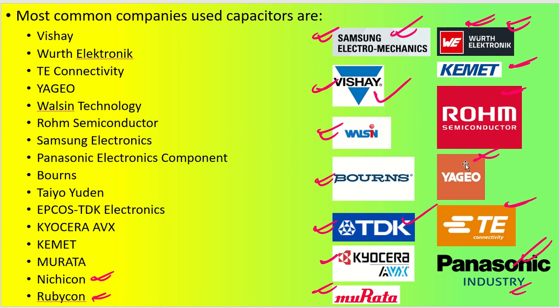Now we have Rohm Semiconductor, and Yageo as I told you. Then we have TE Connectivity, and Panasonic. Panasonic is one of the best companies for aluminum electrolytic capacitors and all. Our aim is to select various capacitors, and you can concentrate on some of the manufacturers like TDK, Murata, and Samsung Electro-Mechanics. These are a few companies which have a good amount of capacitors. TDK, Kyocera AVX, KEMET, and all.